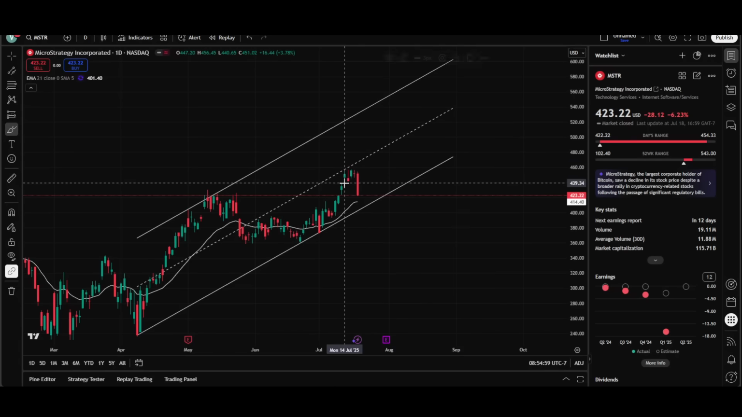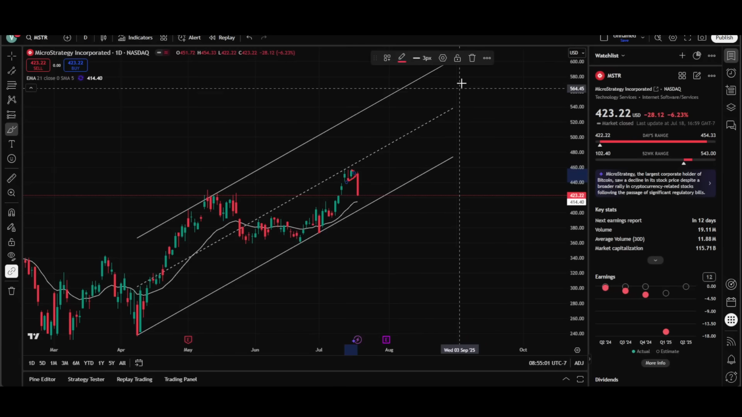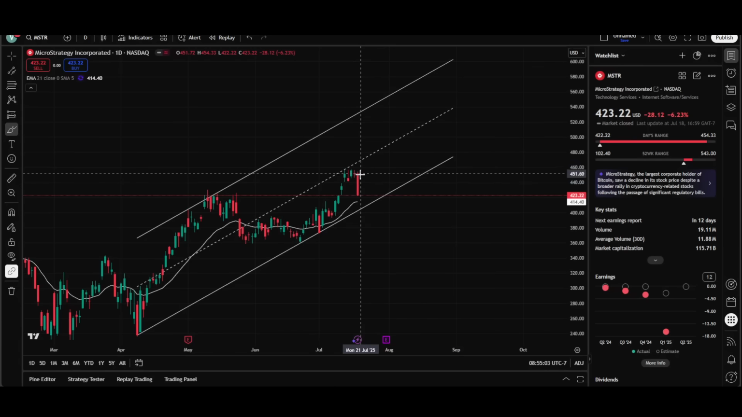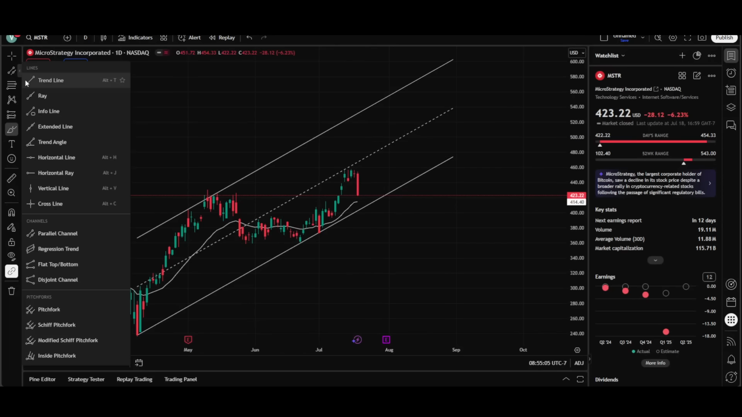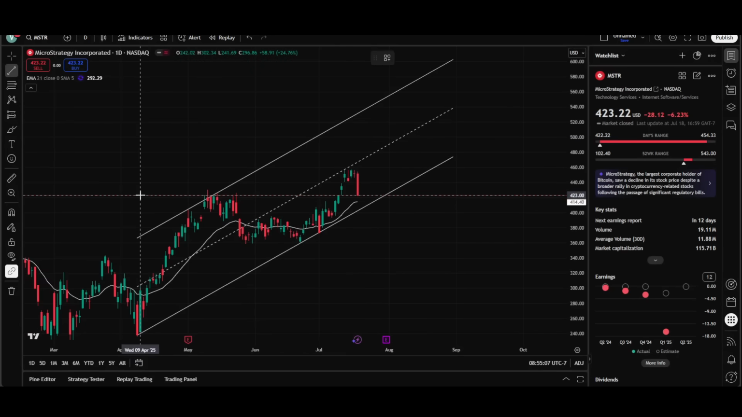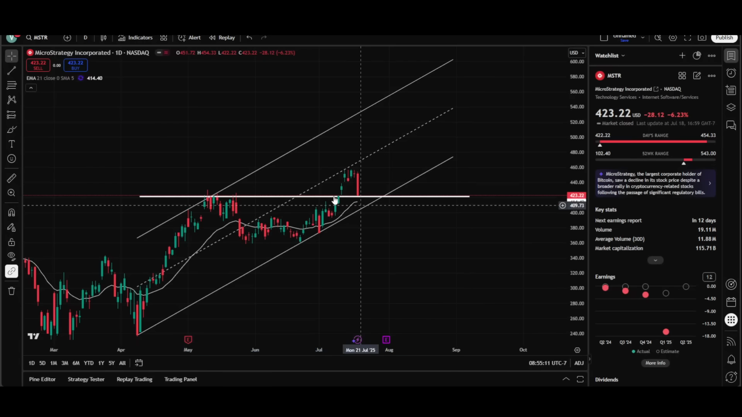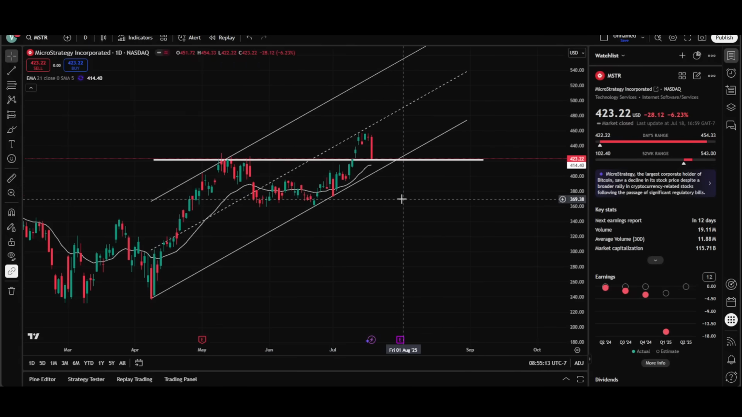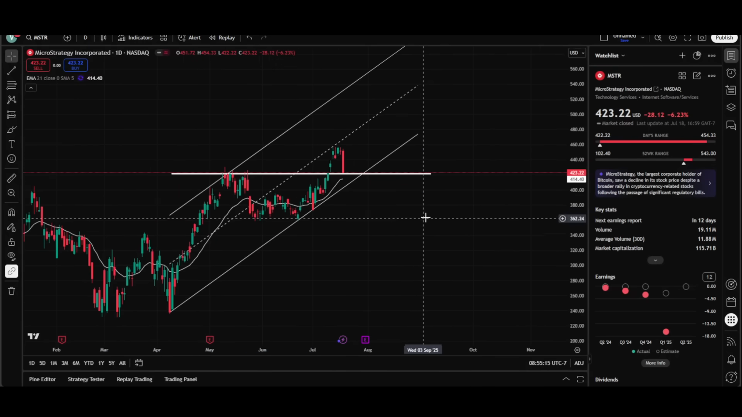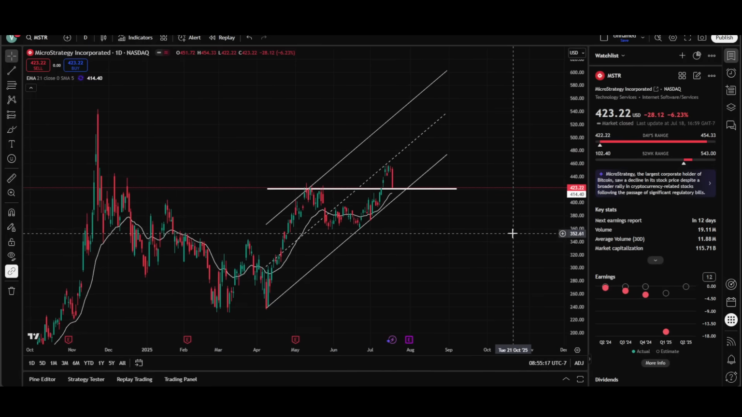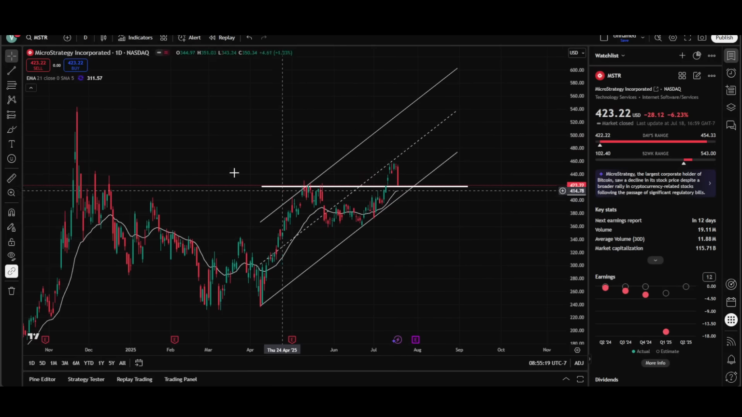And then we were consolidating in a very tight compression, and it was looking like it was going to break out, and it broke out lower instead of higher in this case. So it came right back to the breakout zone of about 421, 420, and it stopped right there. So what can happen now is a lot of different things, but more likely than not, a couple of things.